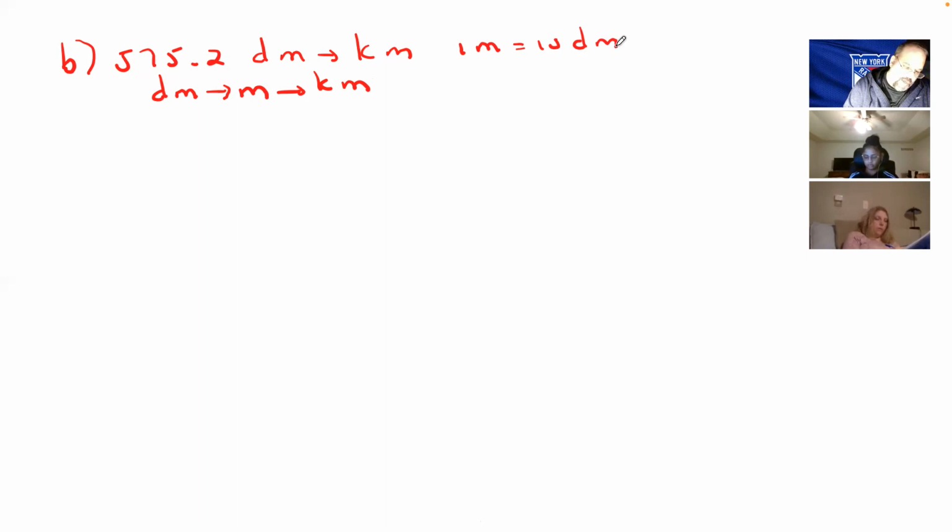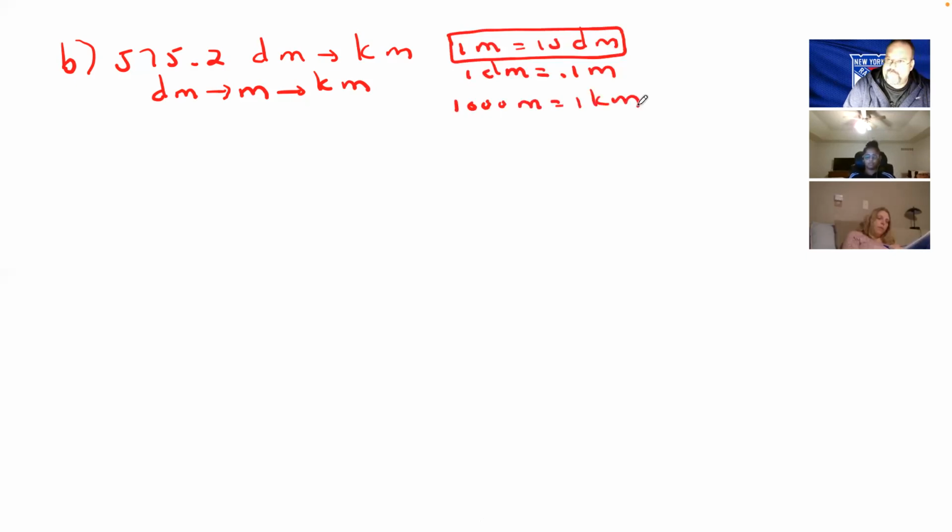And again, that would come from the fact that 1 decimeter is equal to 0.1 meters. But again, I don't like to use decimals and such, but these are the same. But this is the one that I would, from my mind, probably remember. And then from meters to kilometers, I'd have 1,000 meters is equal to 1 kilometer. So to solve this problem, these are the two equalities that I would want to use.